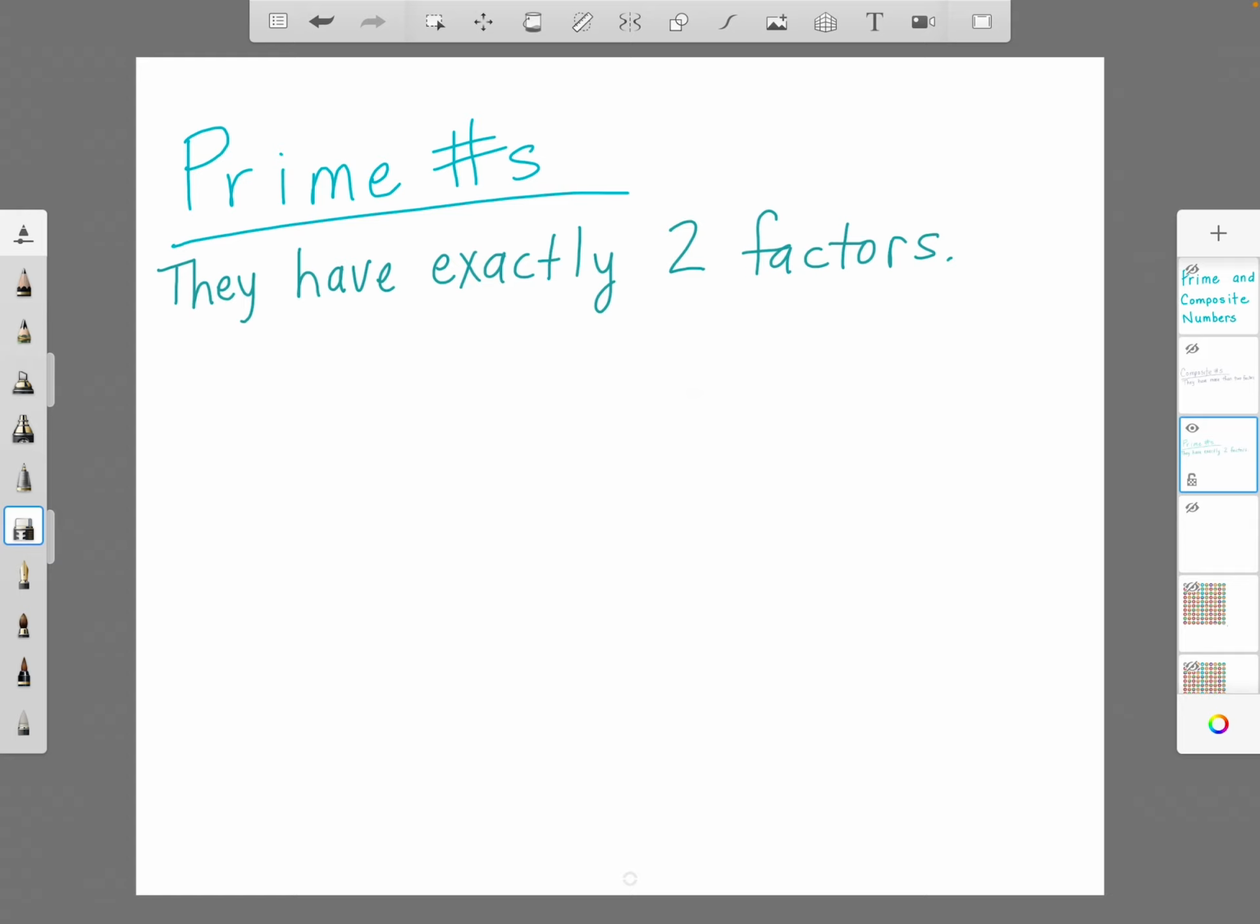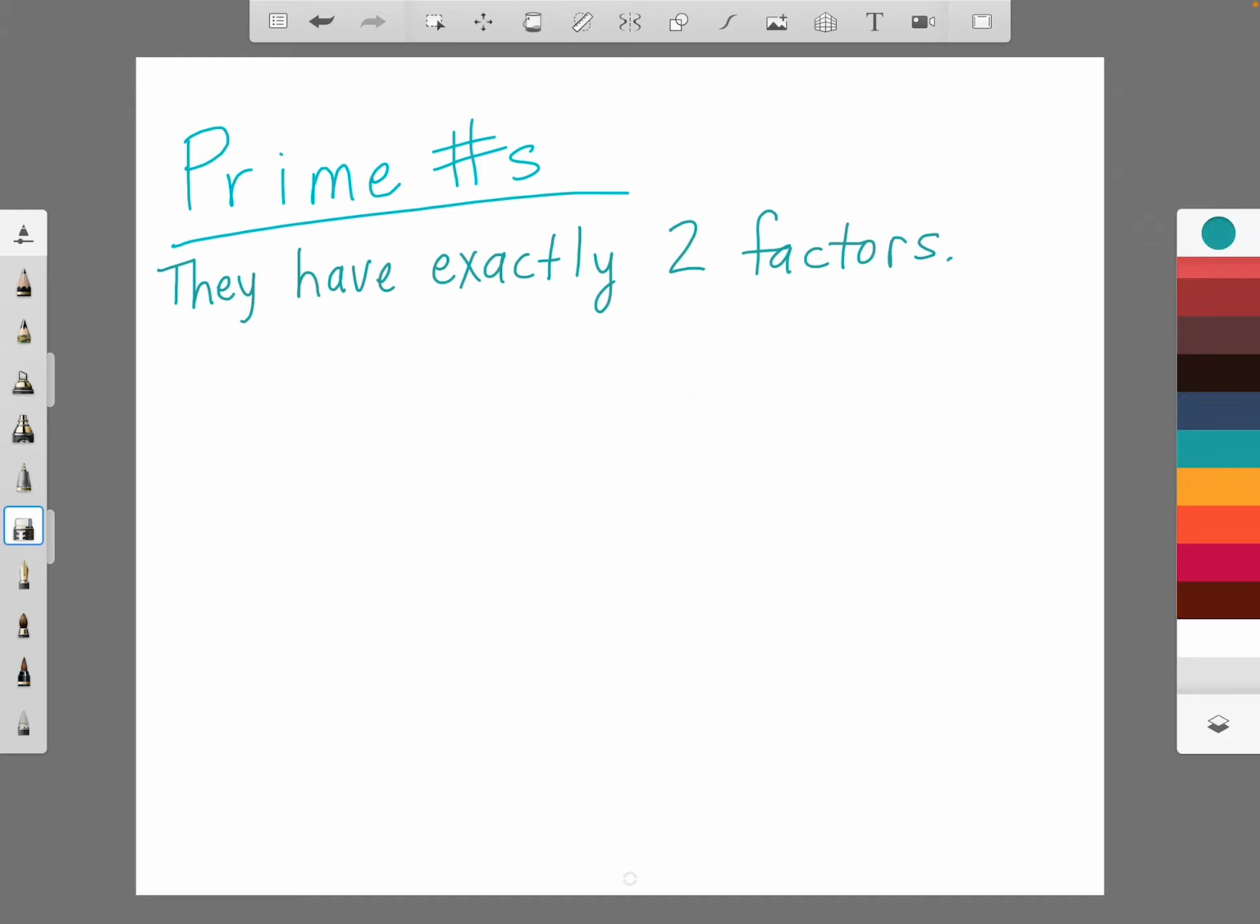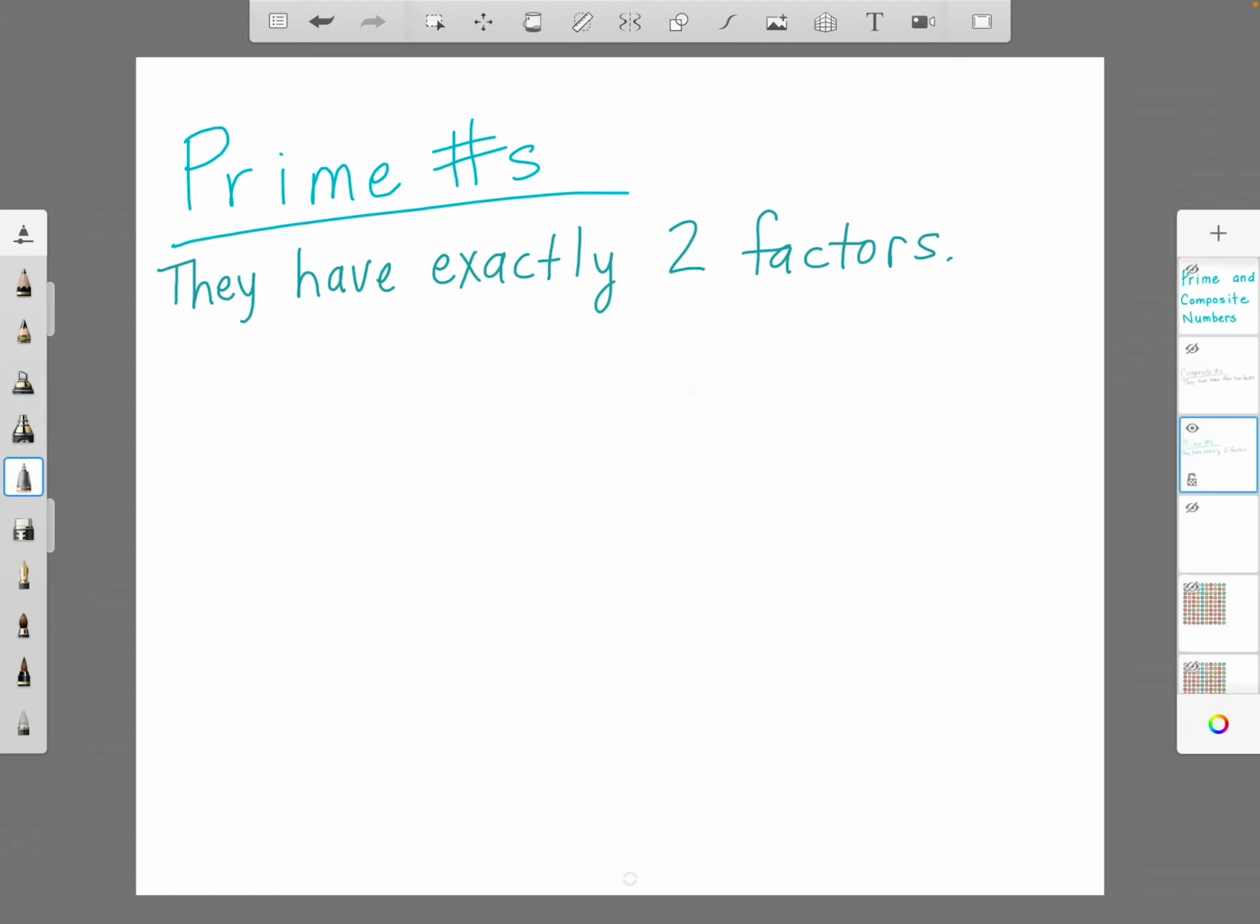Let's do an example. If we have the number 2, it can be made by taking 1 times 2. And so the factors of 2 are 1 and 2. It's the only way to make it. So the number 2 is a prime number because it has exactly two factors.